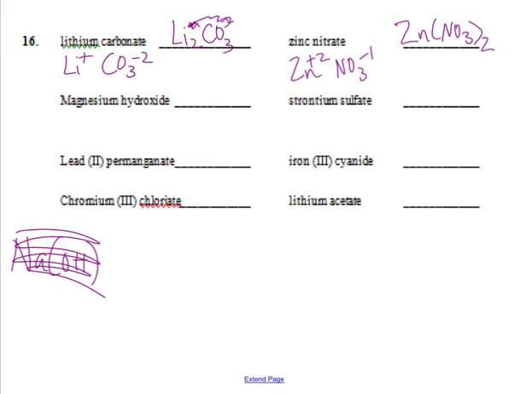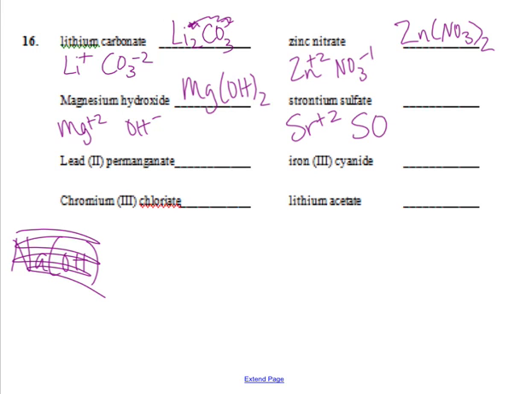Magnesium hydroxide. What's magnesium's charge? +2. Hydroxide is OH -1. And so what are we going to get? Mg(OH)2. Okay? All right, strontium sulfate. Strontium is +2. Sulfate is SO4 -2. So what's our formula? SrSO4. Might be a polyatomic weekend for you guys.